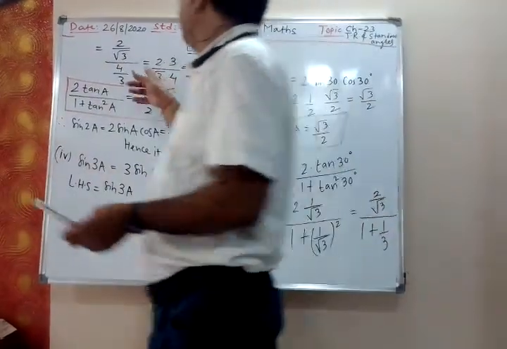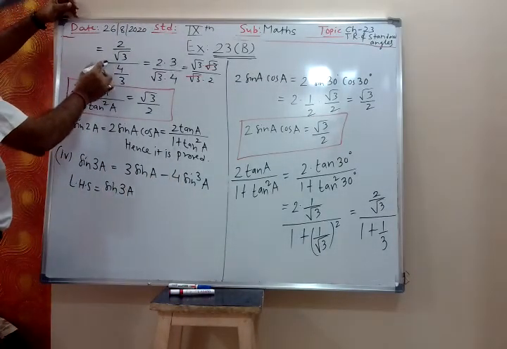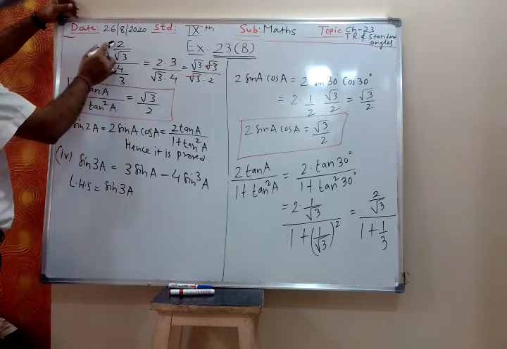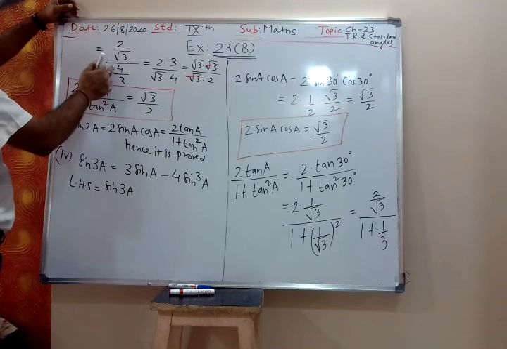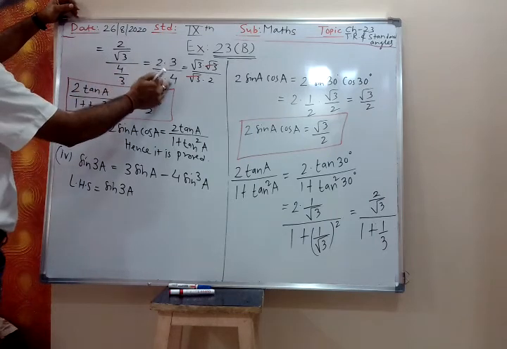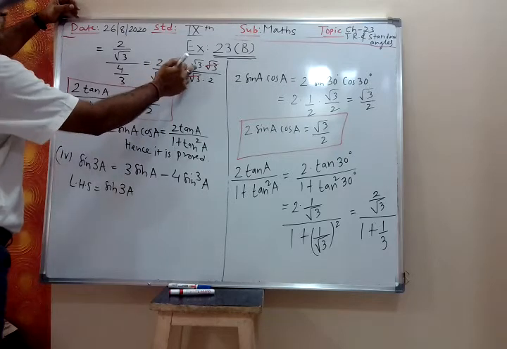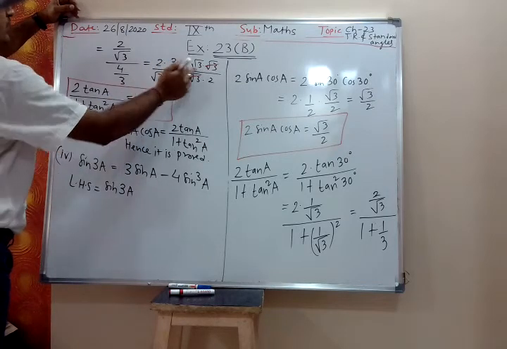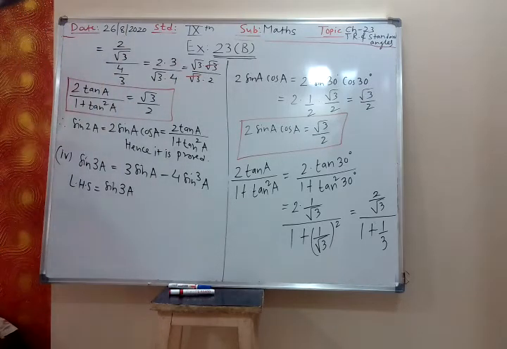Last step. 2 upon root 3 divided by 4 upon 3. Dividing by 4 upon 3 is the same as multiplying by its reciprocal, 3 upon 4. Then 2 2s are 4. Then 3 I can write as root 3 into root 3. One root 3 gets cancelled. The answer is root 3 by 2. Yes, understood?